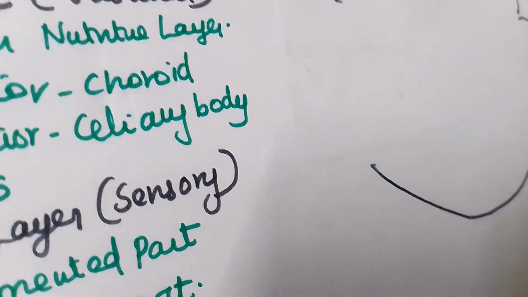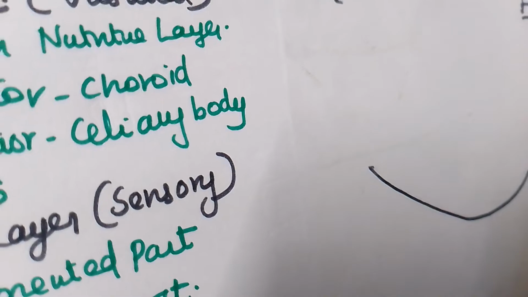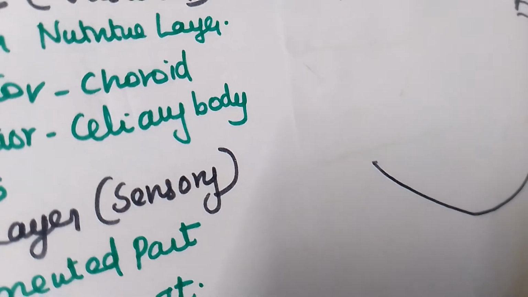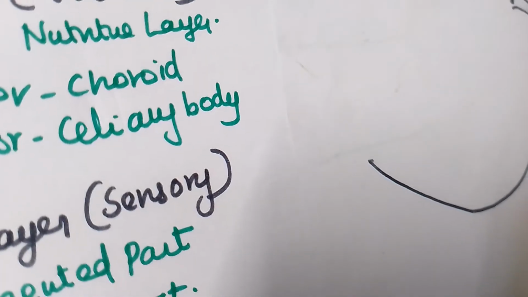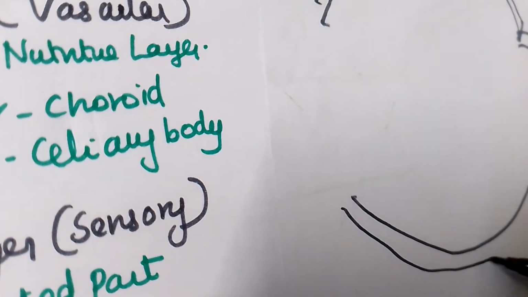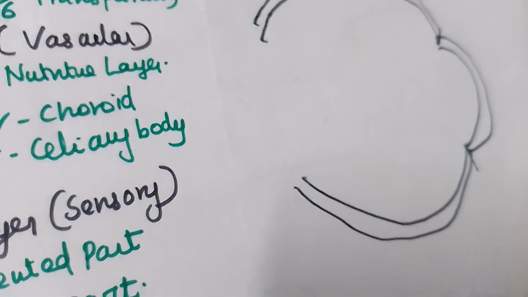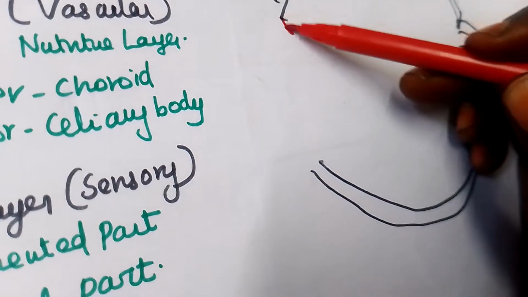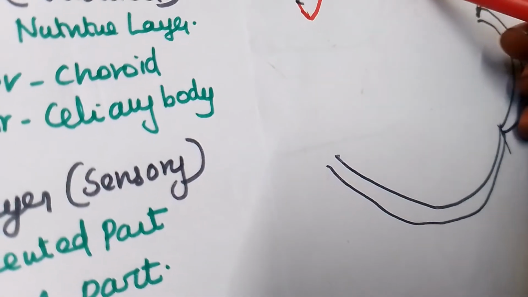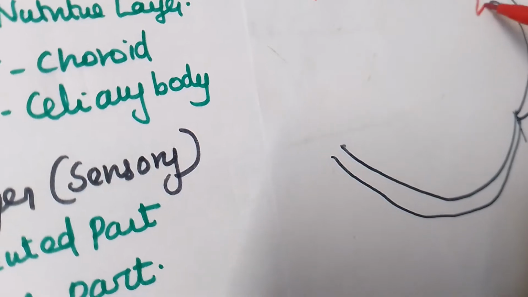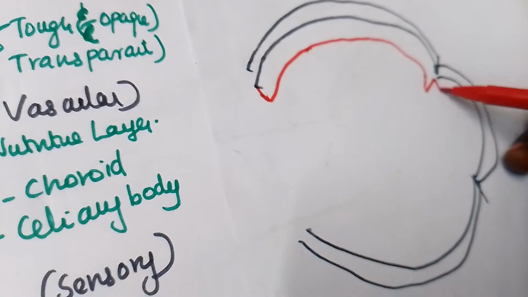Understand? So this area is called the corneoscleral junction. Understand? So you can always draw a simple diagram, so that with the diagram you can write the second layer or the middle layer, which is called the choroid. In the front, in the triangular area, is the ciliary body.